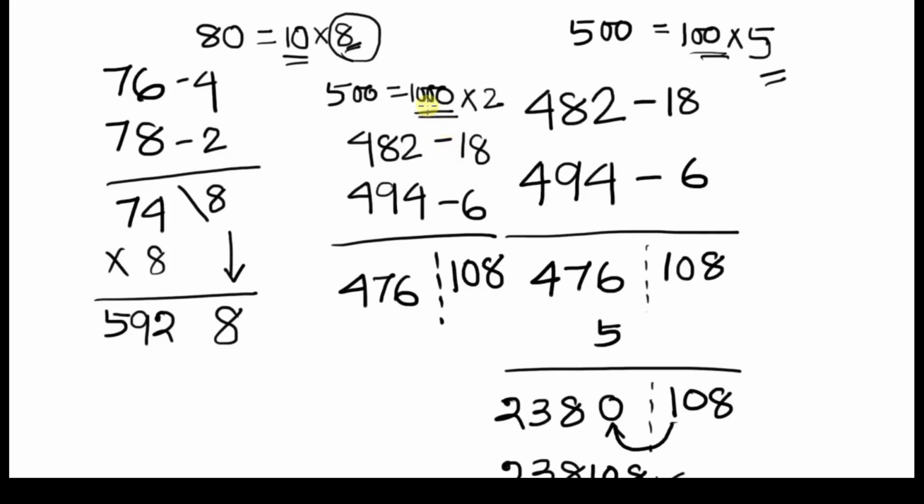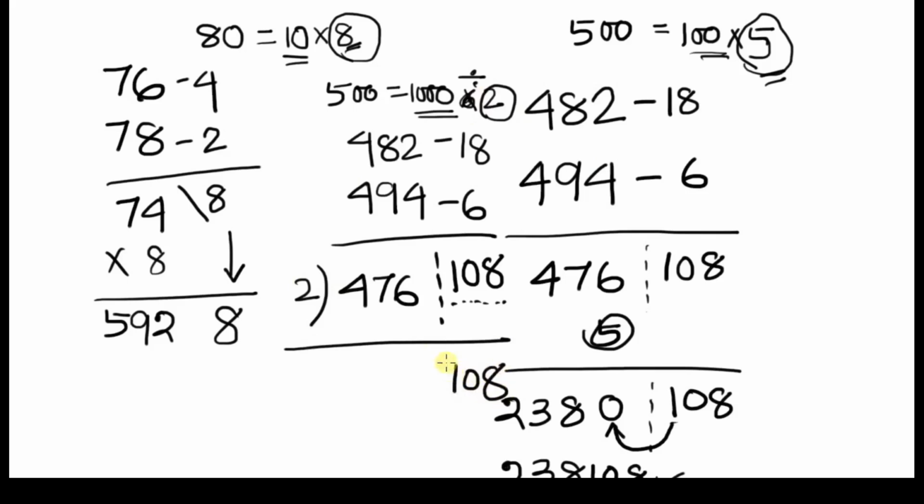So here 482 is 18 less than 500, and 494 is 6 less than 500. If I multiply these, I get 108. And on this side, either I do 482 minus 6 or 494 minus 18, whatever I do, I get 476. Now what I have to do is multiply this by 5. So let us multiply this by 5, and keep 108 on this side.